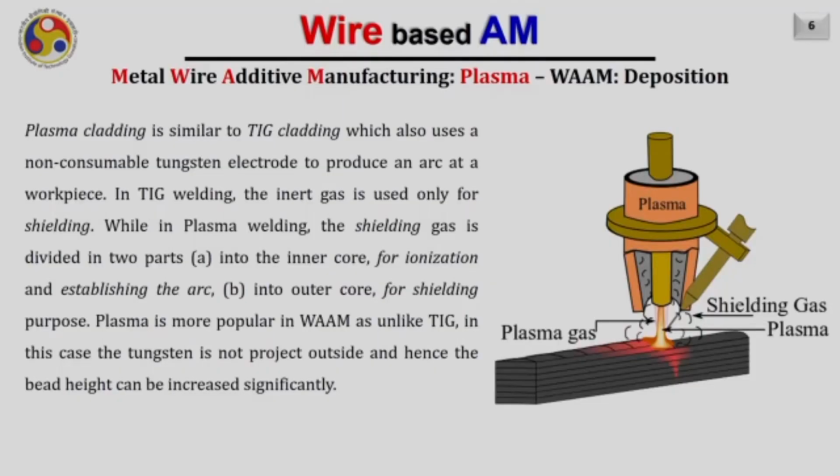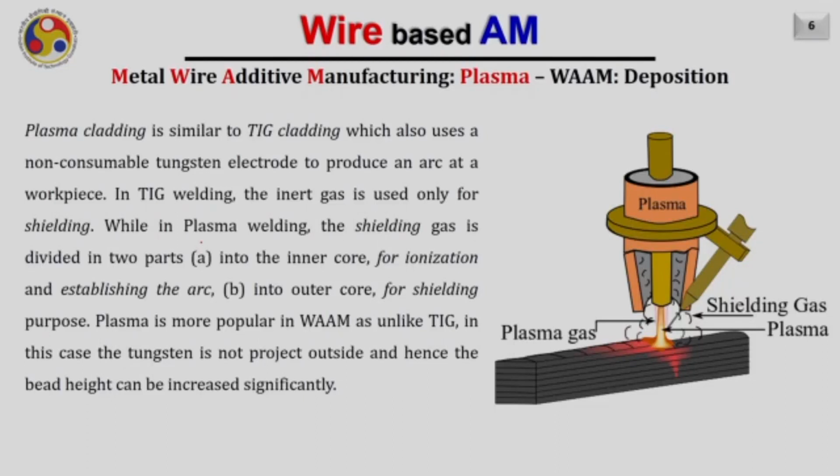Also, plasma is very similar to TIG welding. In the case of plasma also, a non-consumable tungsten electrode is used to produce the arc. However, in the TIG welding process, an inert gas is used just to protect the molten pool from the atmosphere. While in the case of plasma, the inert gas is not only used for shielding the molten pool, it is used for two purposes. And it is also divided into two portions from the nozzle.